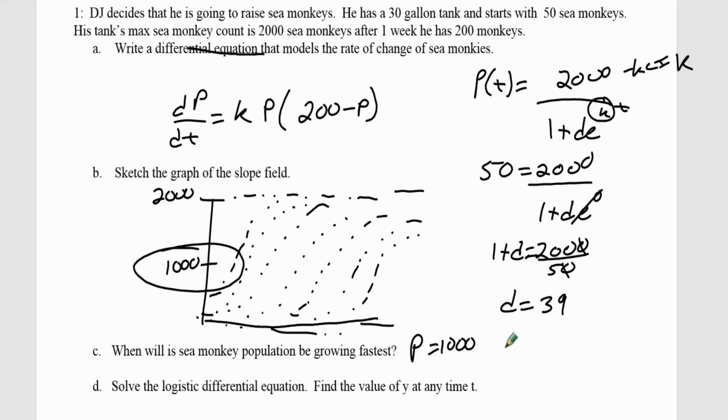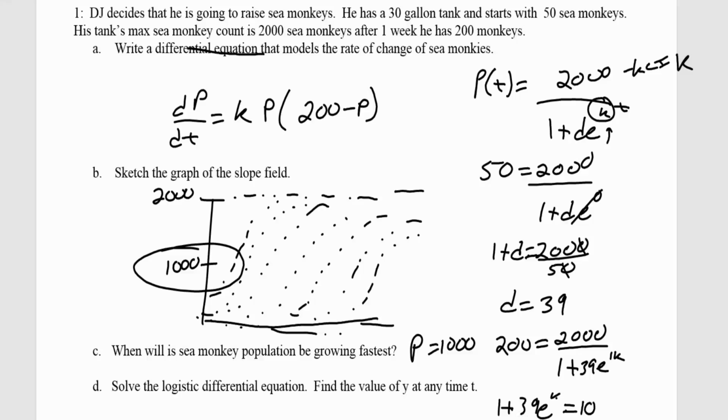Okay, so we know that d equals 39, so now this is where we're going to have to come after our k. So we know d, and we know that after 1 week he has 200 monkeys, hopefully sea monkeys. So 200 equals 2,000 over 1 plus d, which we now know is 39, e to the 1k. And your time could be in days, weeks, or years, but you just have to make sure that whatever it is, it will change your k value. Okay, so we can resolve this thing. So we have 1 plus 39 e to the k equals what, 100? No, 10. It's 2,000 divided by 200.